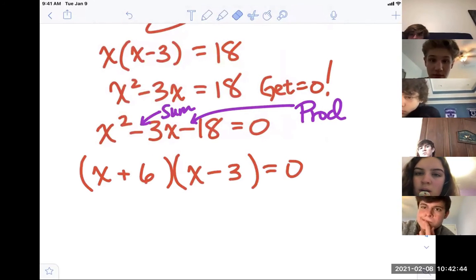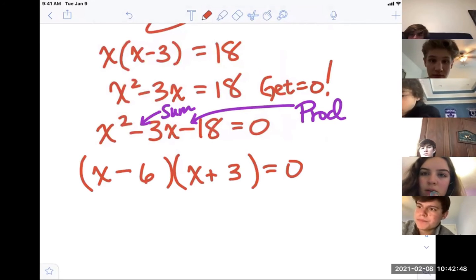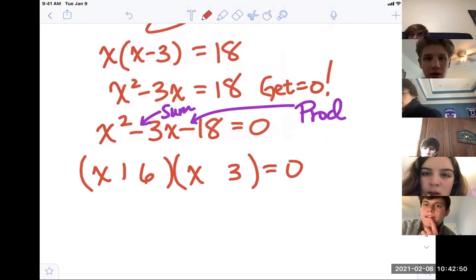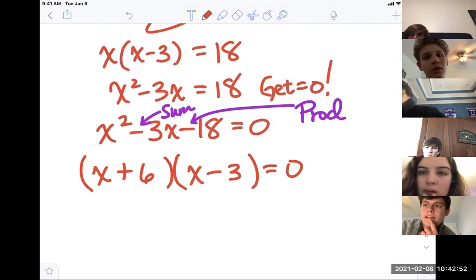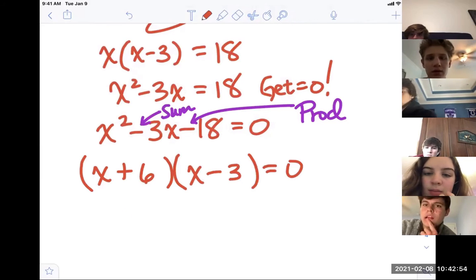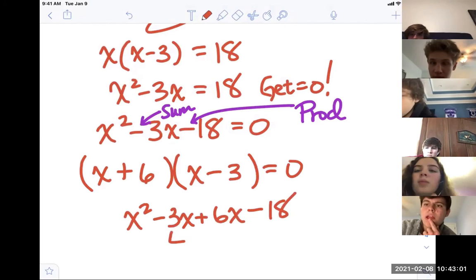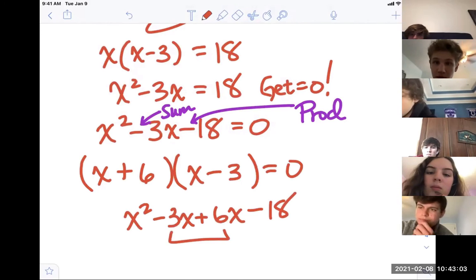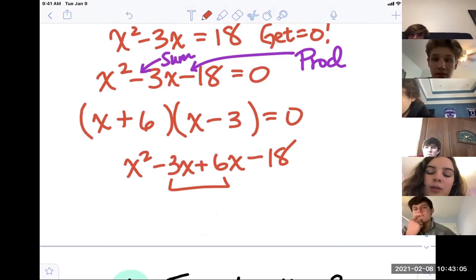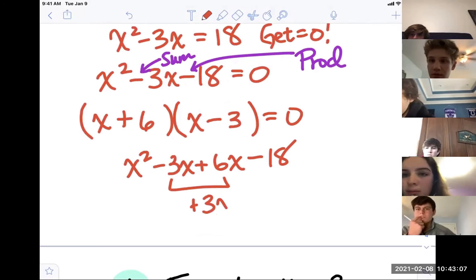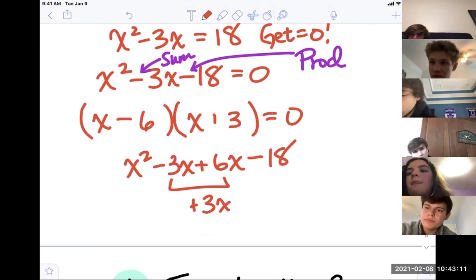What if you had a minus with the 6 and a plus with the 3? Sorry, I don't mean that. Plus with the 6 and minus with the 3. When you FOIL that out and you get x squared minus 3x plus 6x minus 18, what does that middle term give you? Positive 3x. So if you're really close but the sign is off, you should be able to just swap the signs and it'll work out.